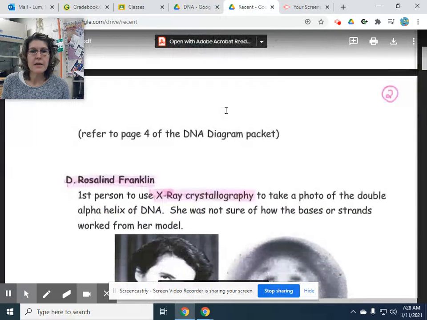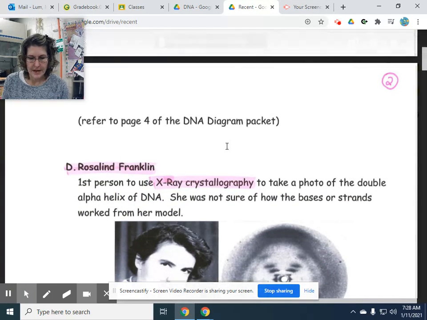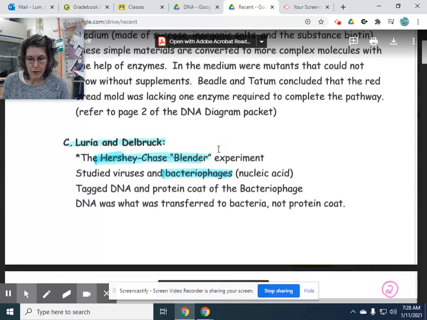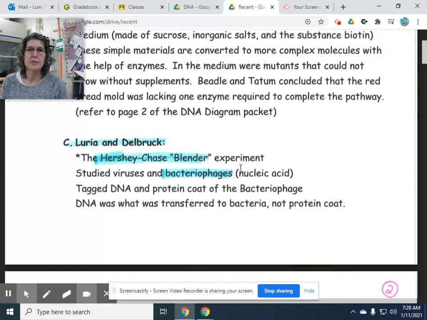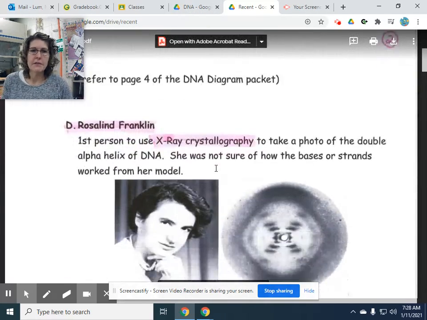A couple scientists went along with that and looked at it. We talk about Luria and Delbruck, we talk about Hershey and Chase, but it's the blender experiment. It's not like these two scientists were just doing this experiment. There are scientists all over the world at this particular point, all trying to figure out the same information. They're on the edge of something so new that so many people were trying to study it. One of my favorites is Rosalind Franklin.